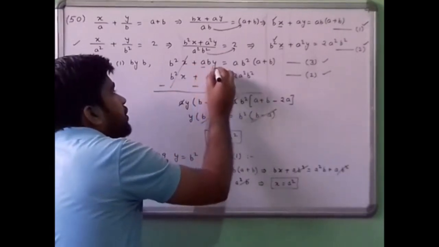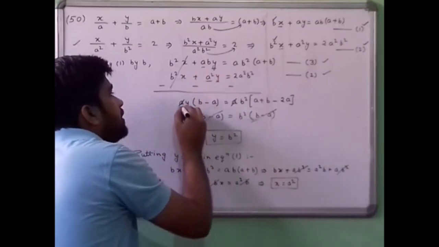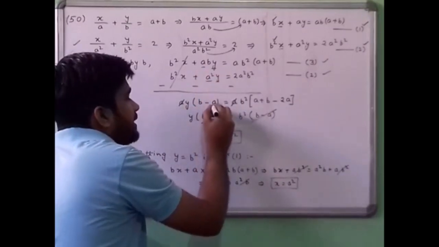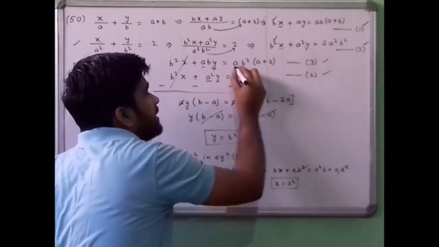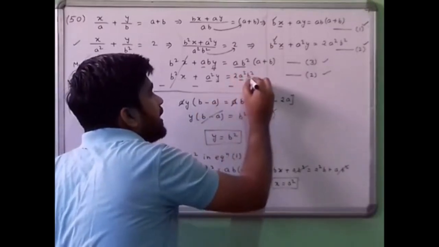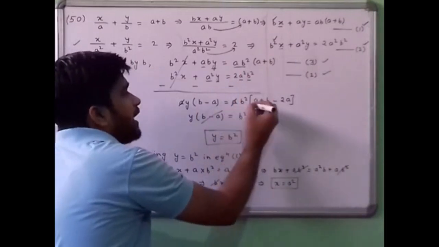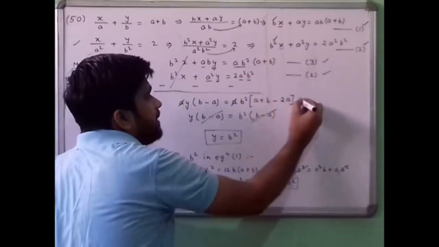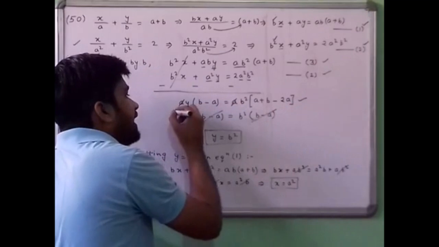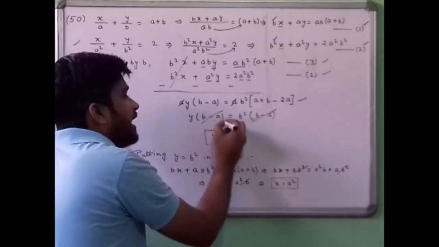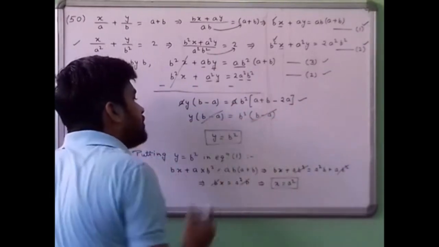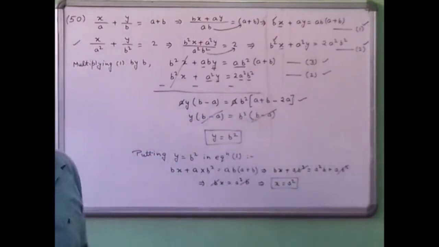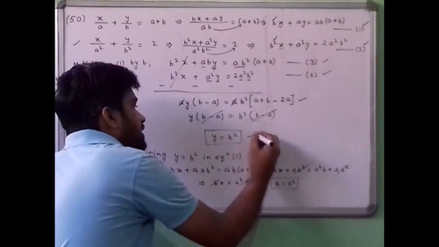Take ay common, b minus a is remaining inside the bracket. Again here we take ab square common, a plus b minus 2a remaining, a cancels out by a, y is equal to b minus a equal to b square, b minus a cancels out by b minus a, so the value of y is equal to b square.